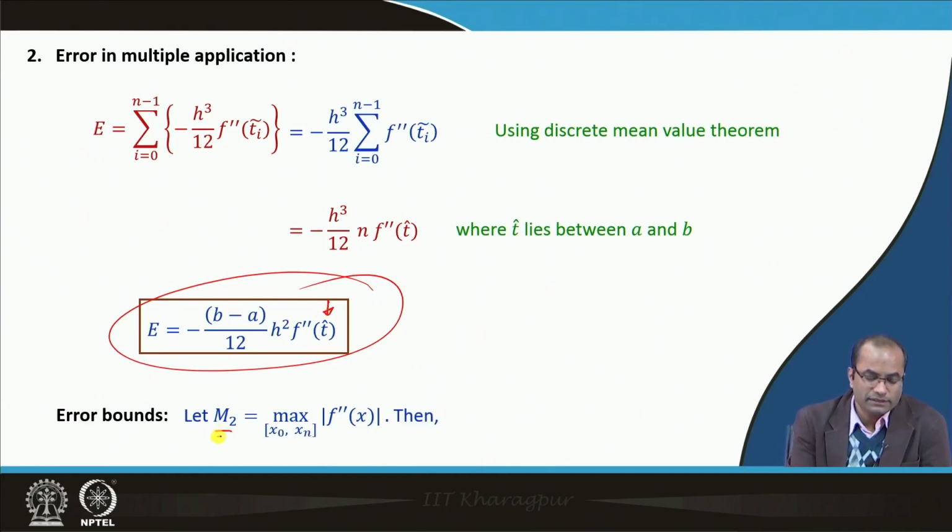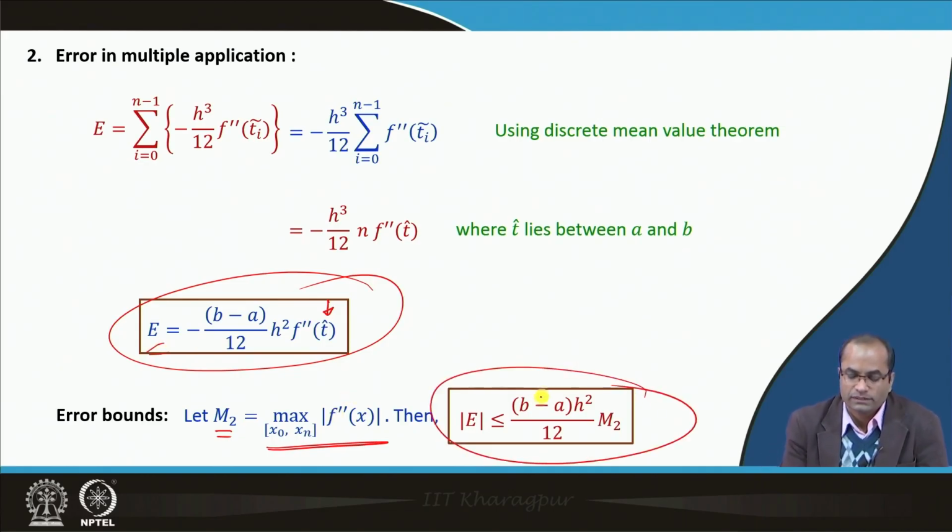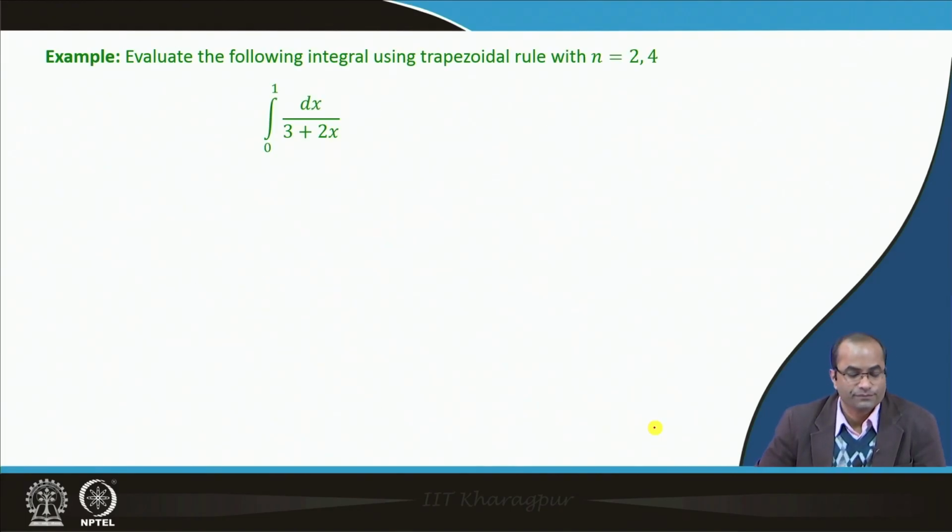So, if we let M2 be the maximum of this double derivative between the points x0 to xn, or a to b, in that case this error we can bound by (b minus a) h square by 12, times M2. So, this formula can be used for approximating the value or to give the error bound in our numerical integration.